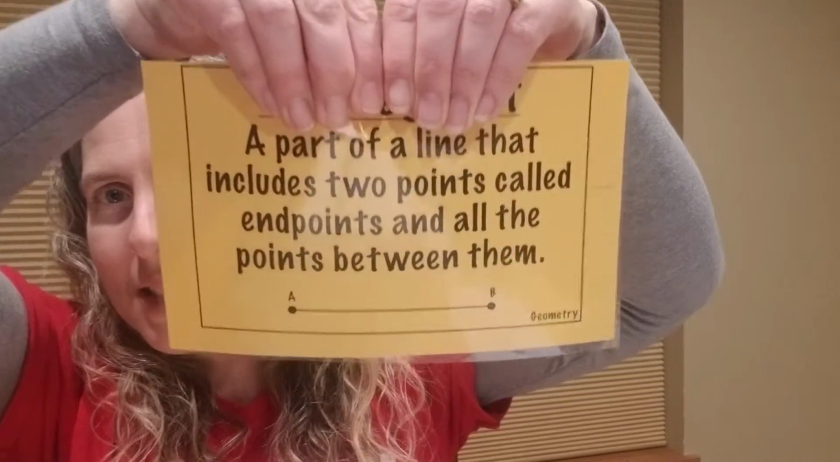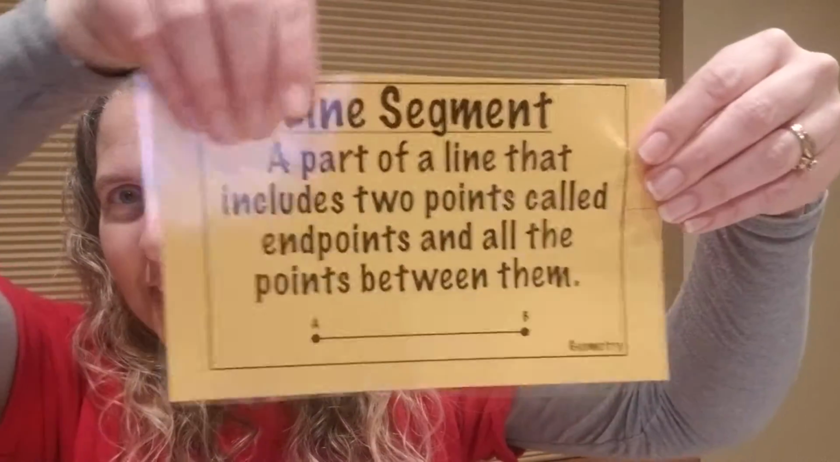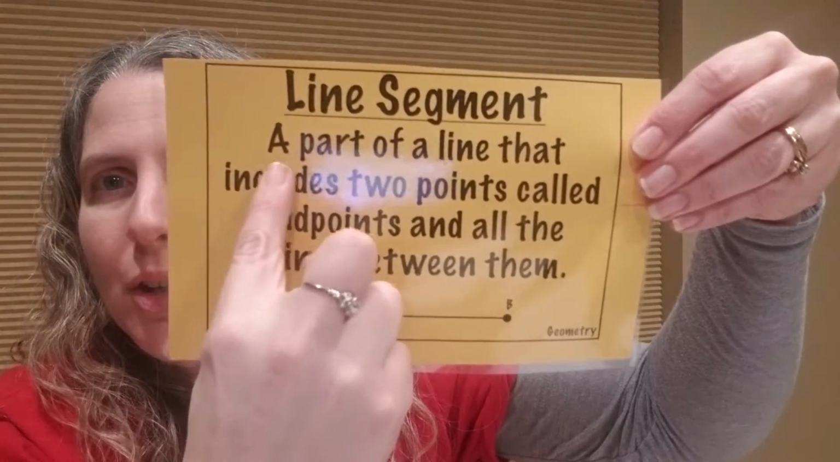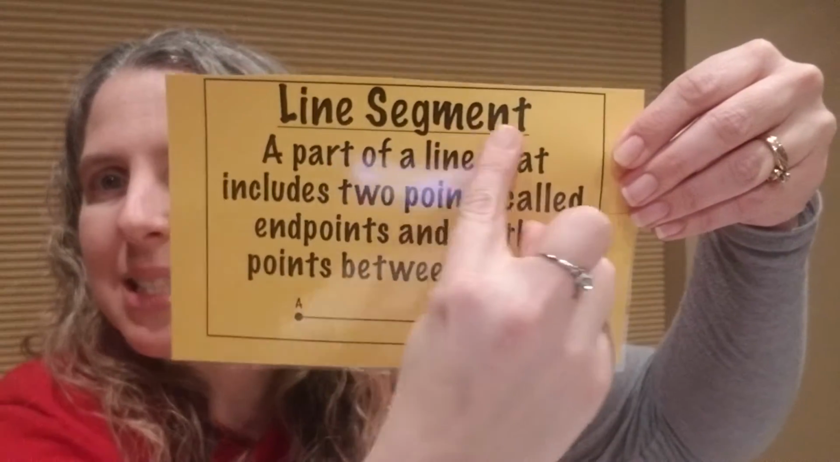What is a part of a line that includes 2 points called endpoints and all the points in between? So it looks like this. It's a line segment. One of your clues was a part. A segment is a part, just a section of something.